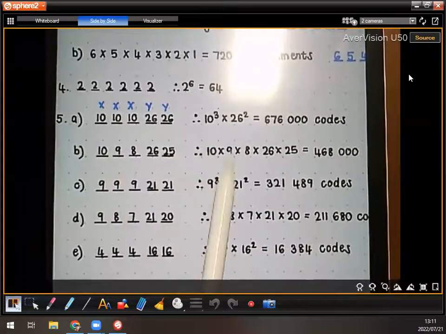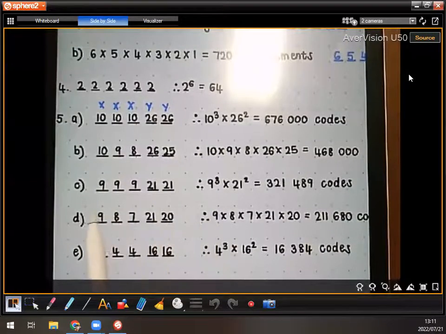The next question was the same thing, but now you're not allowed to repeat them. So now it's going to be 9, and then there's 8 left to choose from, and then 7. Then for the letters, you have all 21, but you've already used one here, so you can't use that one.